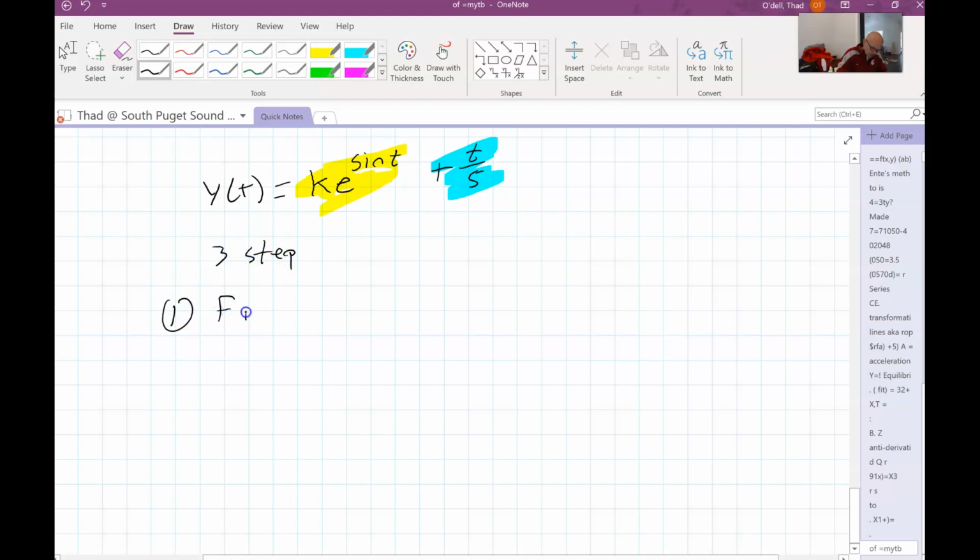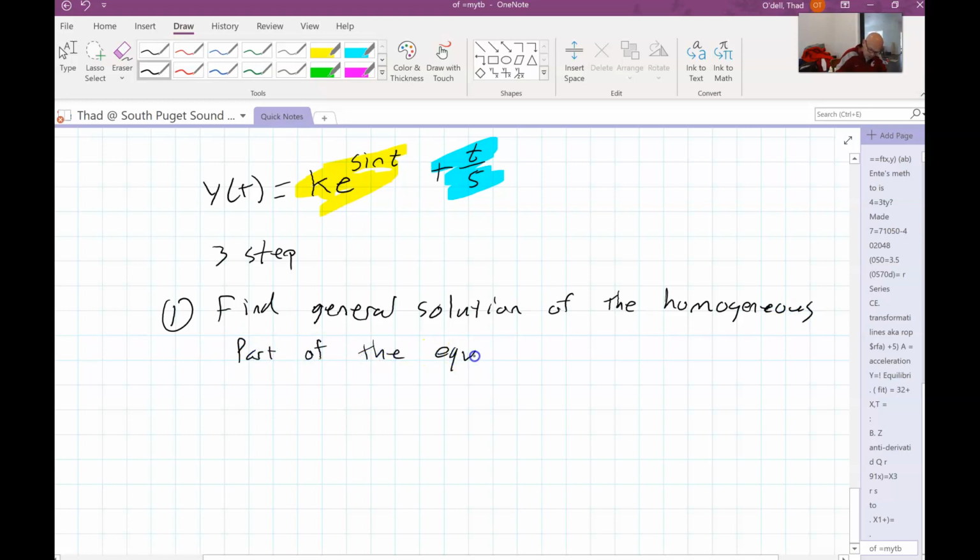So the first step is find the general solution of the homogeneous part of the equation, otherwise known as the a of t part. So the first step is to find the solution to this equation, and we do that by separation of variables and integrating both sides, okay?